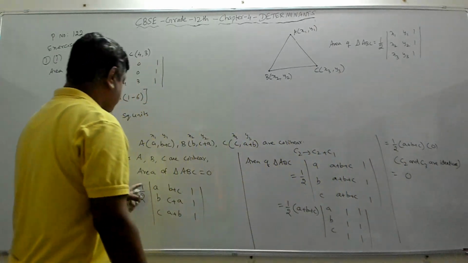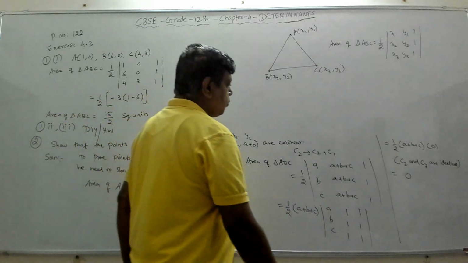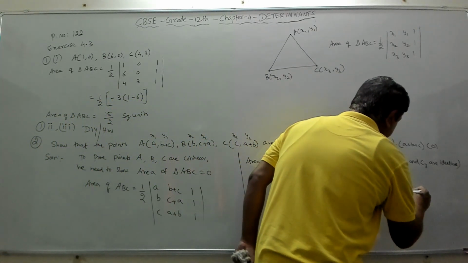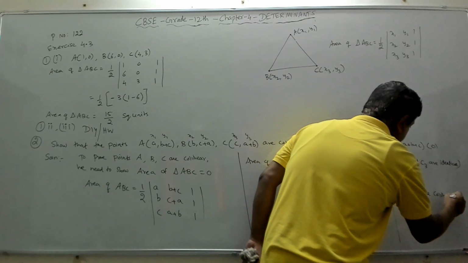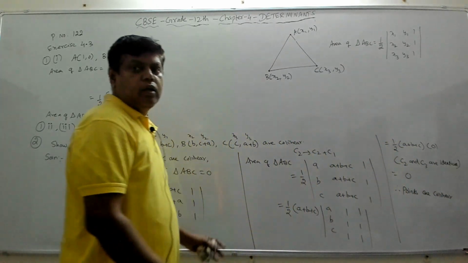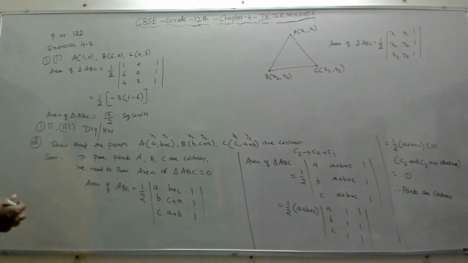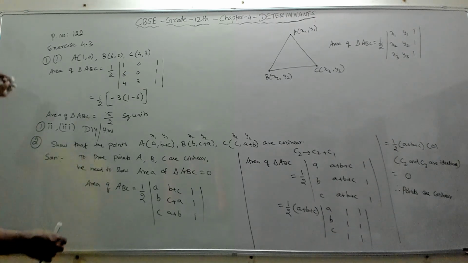So, since the area of the triangle is 0, therefore the points are collinear. Points are collinear. So, we have proved that the points A, B, C are collinear. Right? So, all of you can pause the video and take the notes. I will go to the third problem.